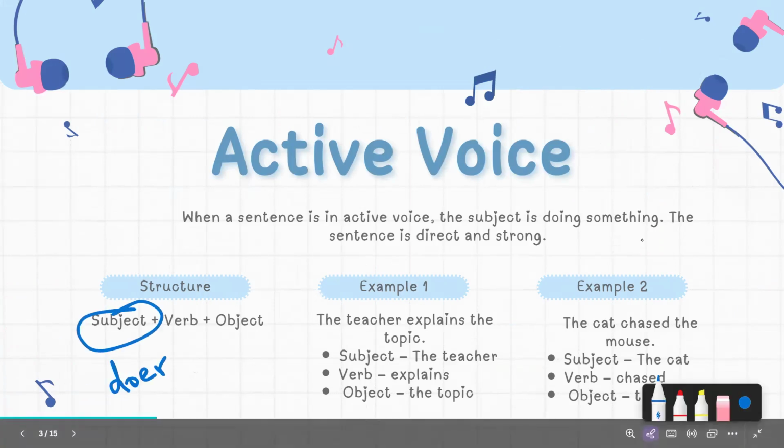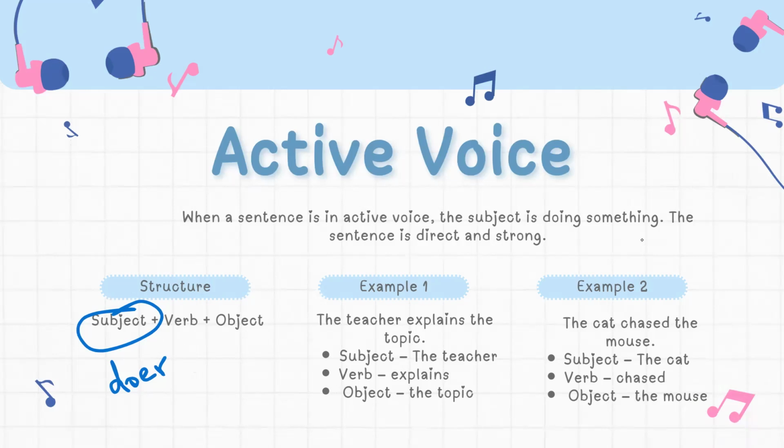The structure of the active voice is quite simple. You have a subject which is performing the action, that is the verb, and then you have an object. For example, the teacher explains the topic. Here, the teacher is the subject, explains is the verb. What is the teacher explaining? The teacher explains the topic, which becomes the object.